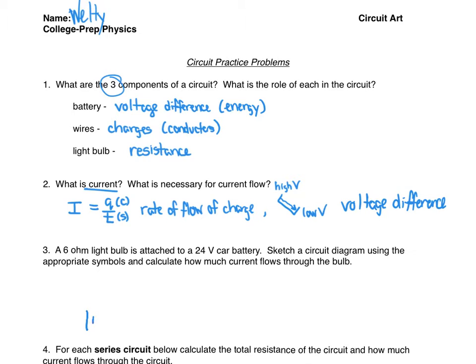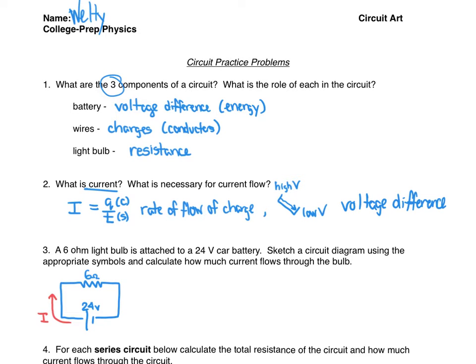So here's our battery from high voltage to low. So we have a long line and a short line. Here's our wires, and here's our light bulb that acts as the resistor. Okay, so there's our 24 volt car battery, our 6 ohm light bulb, and we're going to have current flowing from high to low voltage here.